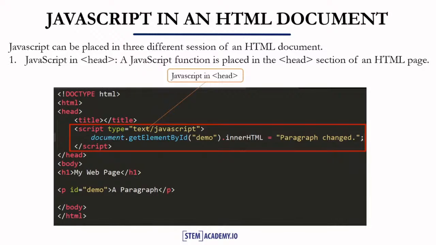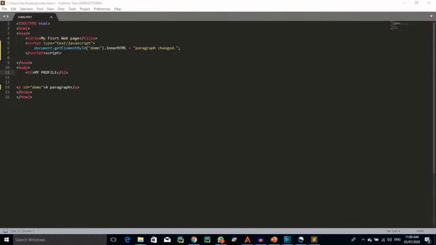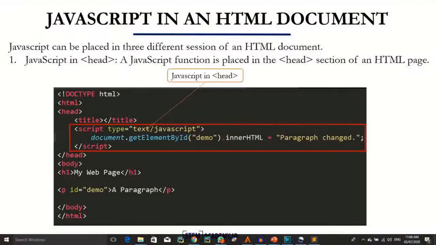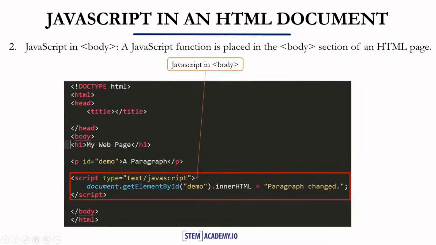JavaScript can be placed in 3 different sections of an HTML document. 1. JavaScript in the head tag. 2. JavaScript in the body tag. A JavaScript function is placed in the body tag section of an HTML page.